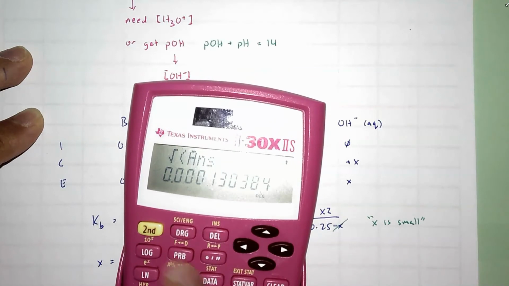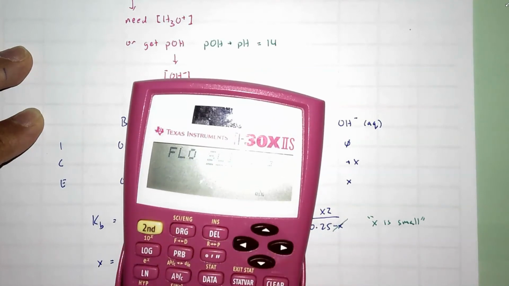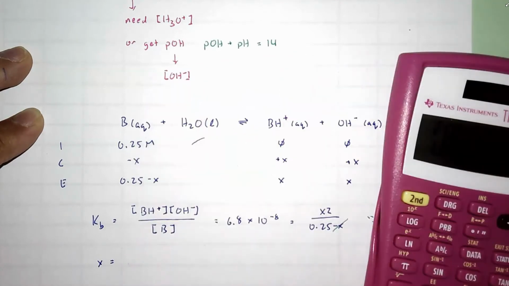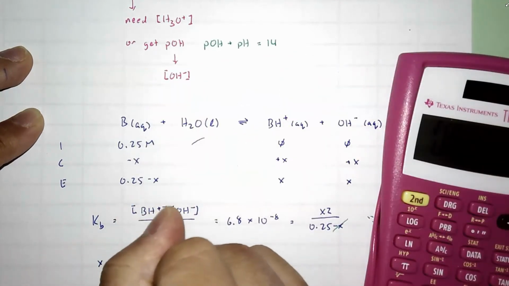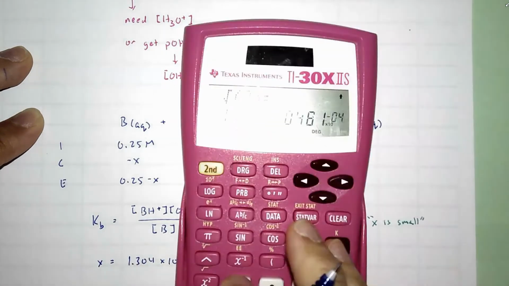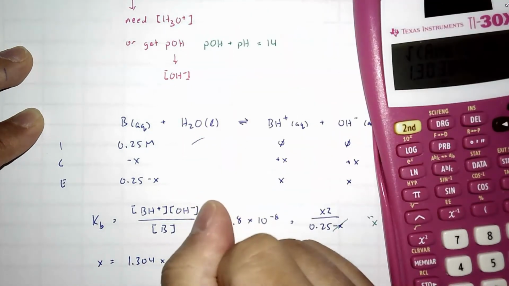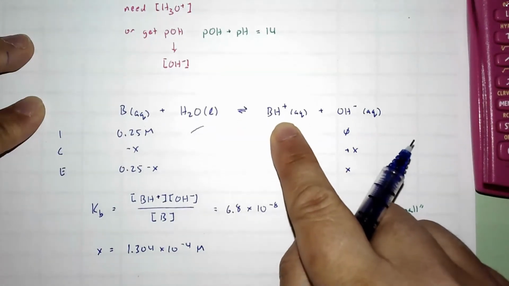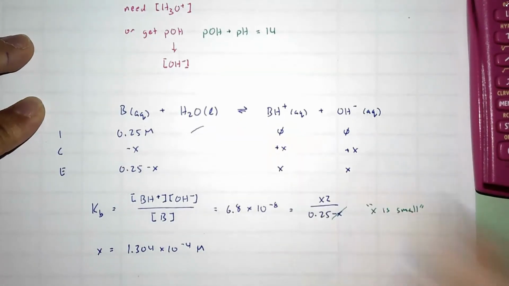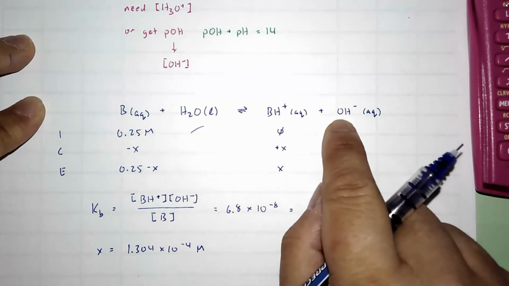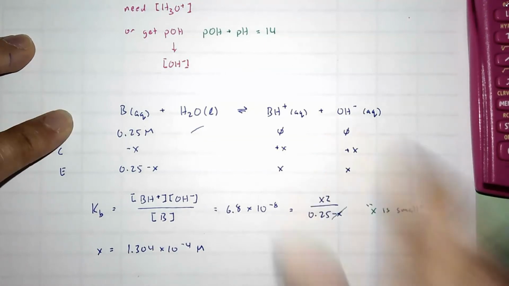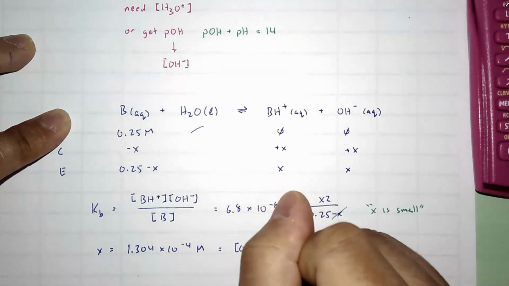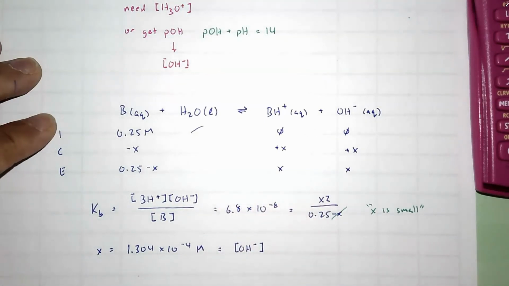Okay, let's go to scientific notation. 1.304 times 10 to the minus 4. That's a molarity, and that's the molarity of our conjugate acid. Oh, more importantly, that's our molarity for our hydroxide ion, if the x is small approximation is valid.